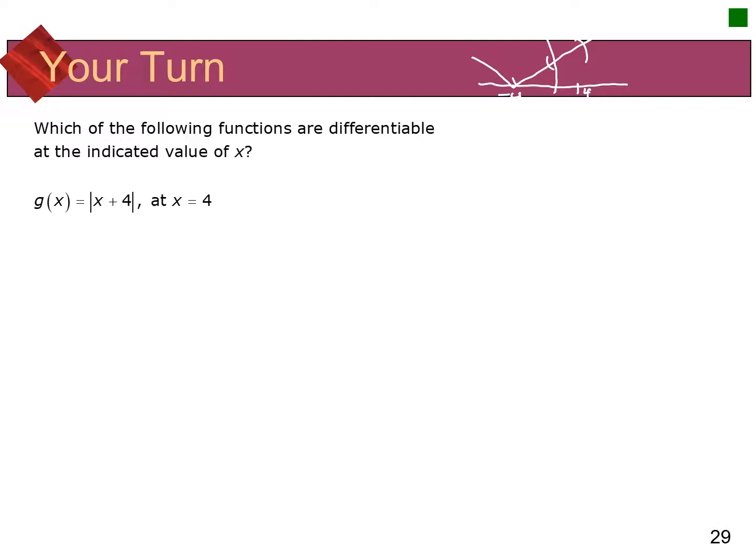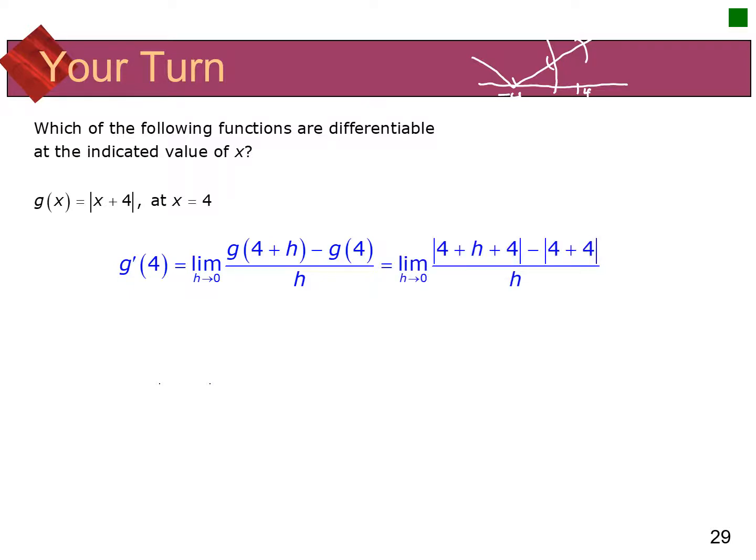So as I carry this through to prove that, again, I'm going to define g prime of 4 as the limit as h goes to 0 of g of 4 plus h minus g of 4 all over h. Next, I'm going to substitute correctly. Everywhere there's an x in g of x, for 4 plus h I'm going to replace it with 4 plus h, and for g of 4, I'm going to replace it with 4. And what I end up with is the absolute value of h plus 8 minus 8 all over h, the limit as h goes to 0.